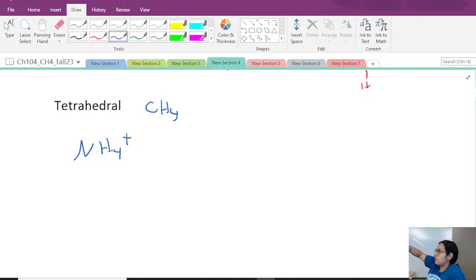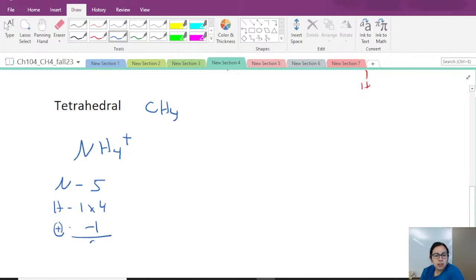And then just stick a plus sign on it so that we know the whole thing is charged. Yeah, that looks good. Let's go through the electron bookkeeping again so we're all on the same page. Nitrogen is 5. Each hydrogen contributes 1, so times 4, then we're at 9. But we have that plus charge, so that means that I subtract 1. Then we get 8 electrons, just like it's drawn there.